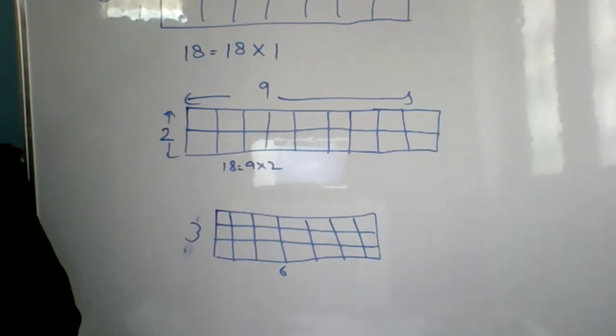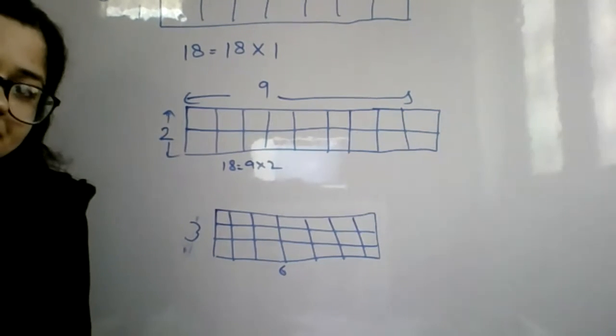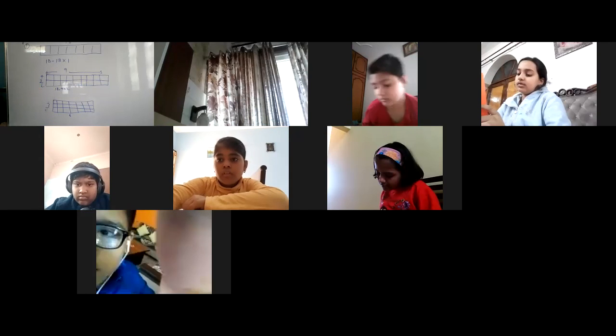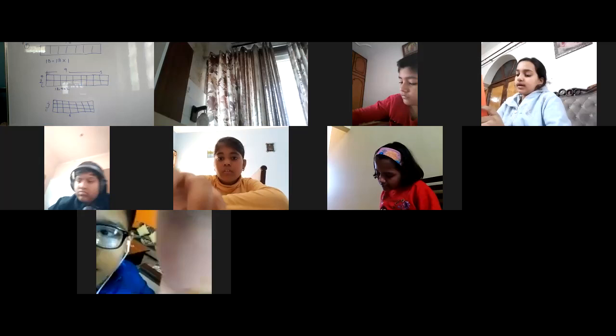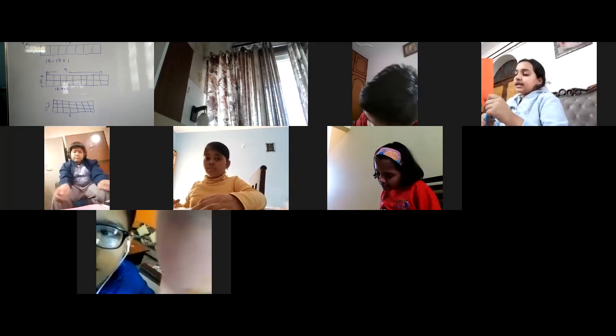How to do the second one? Beta, 2 like this and 9 like this. See everyone, in the first one we have 1 like this and 18 horizontally. In the second one we have 2 like this and 9 like this. And in the third one we have 3 like this and 6 like this. Okay. So either you stick it 3 or 6 or 6 or 3, it will be the same.